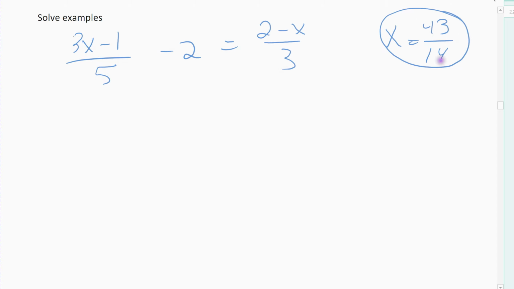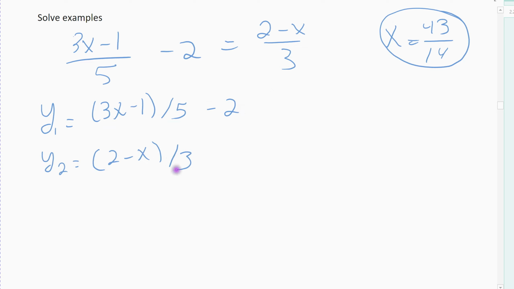Well, we can solve this with the calculator. The problem with the calculator is it'll give me the decimal answer, so it won't give me the exact fraction, but it will give me at least the decimal approximation. So in y1, I'm going to input, and be careful when you input the fraction, the 3x minus 1 divided by 5, minus 2, that's one side. And then y2 will be the 2 minus x divided by 3. You do need to put parentheses around the numerator so it follows order of operations.